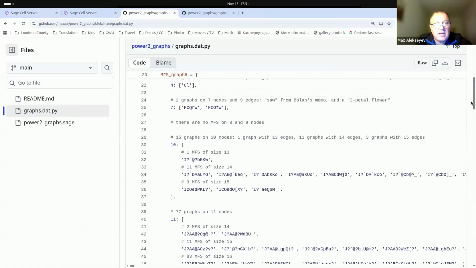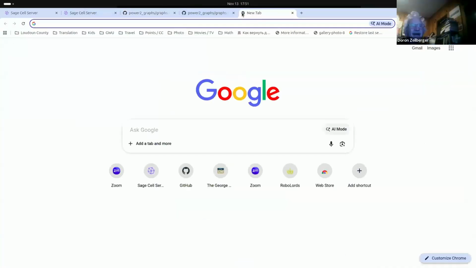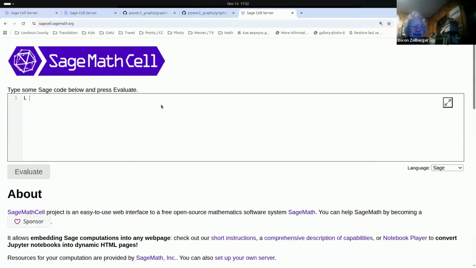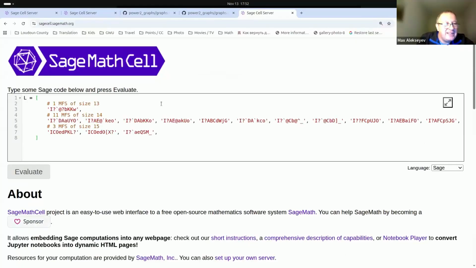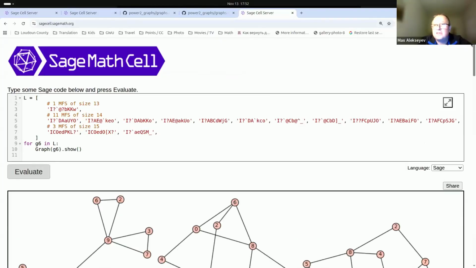So you asked what are other after. So you can see that this is the C4. These are the 2 guys I showed on the slide. And these are the follow of order 10. So I can quickly show them to you. Let me... So I will put this list in here. They're live, yeah. And for, let's say, G6 and L, graph G6 dot show. And I believe this is it. So let me run it. And here are those graphs.